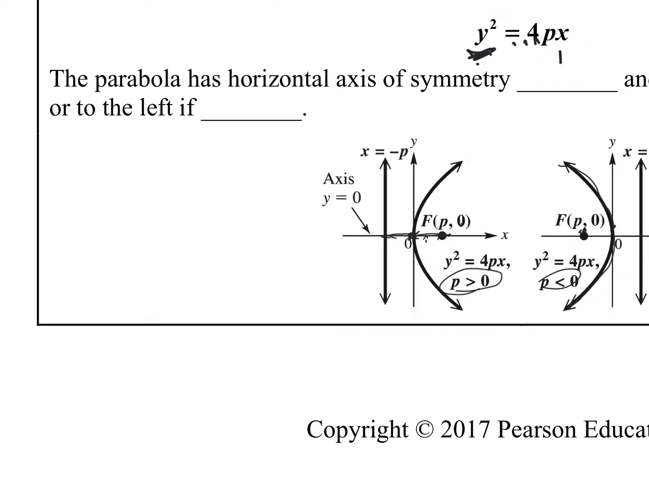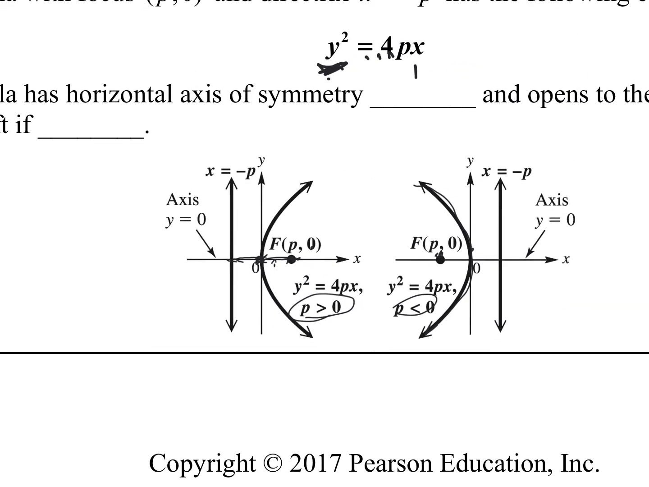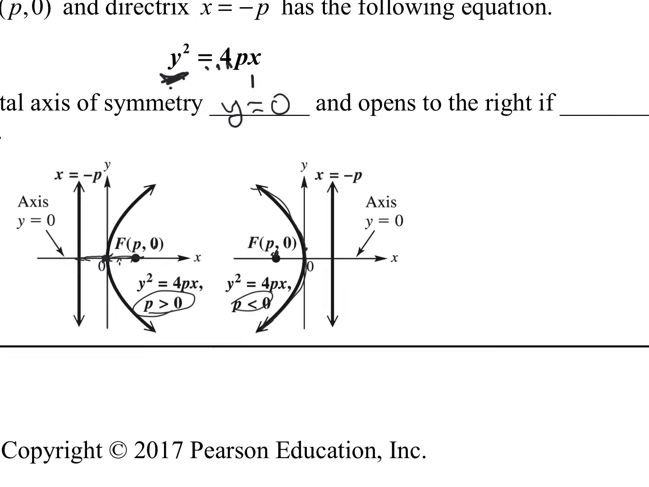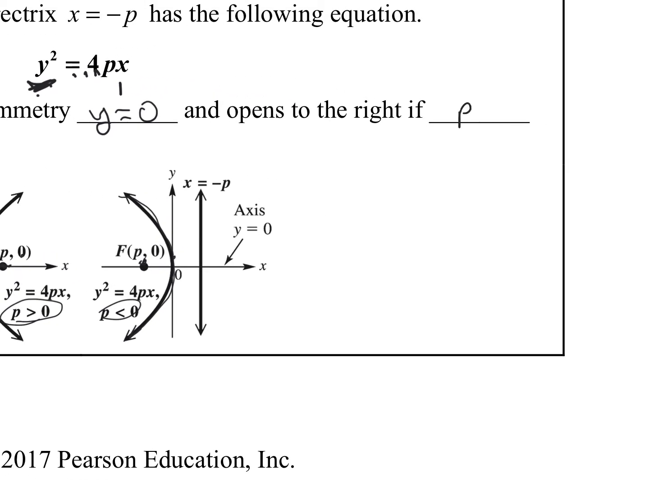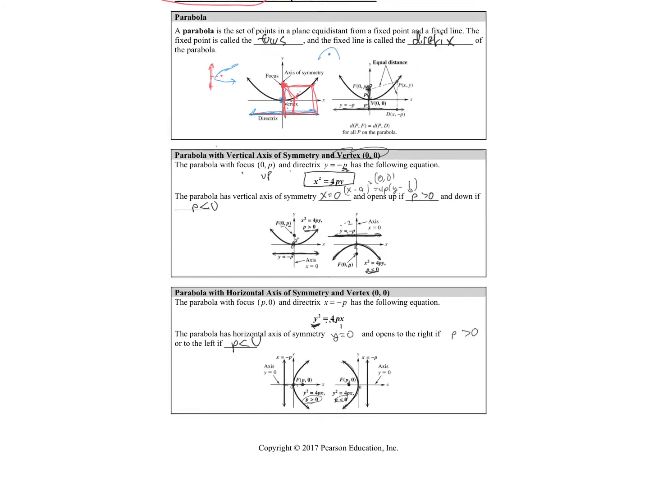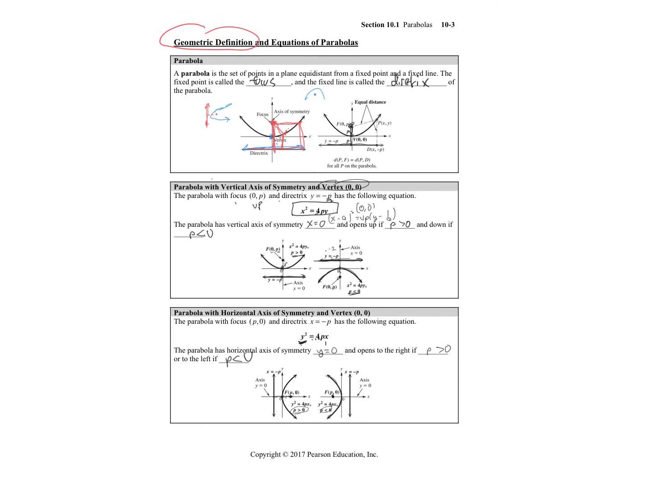So let's see, the parabola has a horizontal axis of symmetry. With a horizontal axis it would be y equals 0. And it opens to the right if p is greater than 0. It's an x value now, though. And left if p was less than 0. So this whole page was just some notes. Okay.